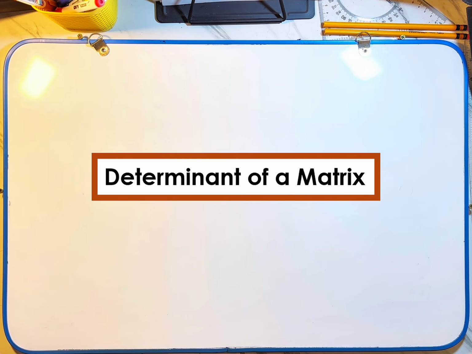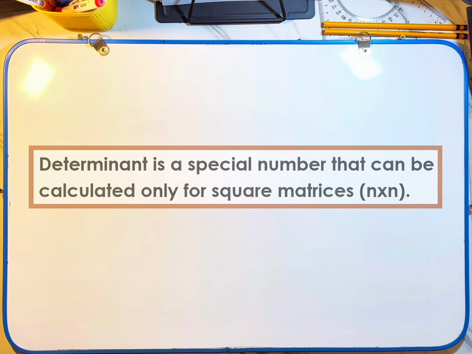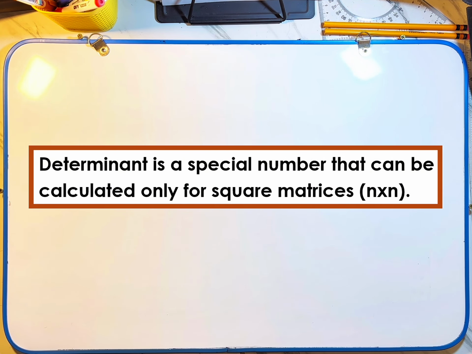Hello, in this video, let's discuss determinants. Determinant is a special number that can be calculated only for square matrices. Determinants are important because they are related to concepts like area, volume, and invertibility, which only make sense when the matrix represents a linear transformation. And for getting determinants, we usually use what we call the basket method.